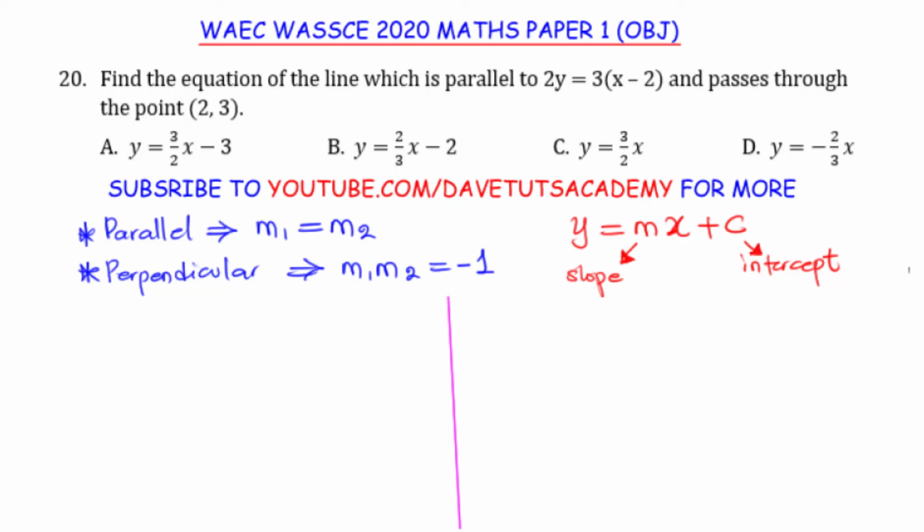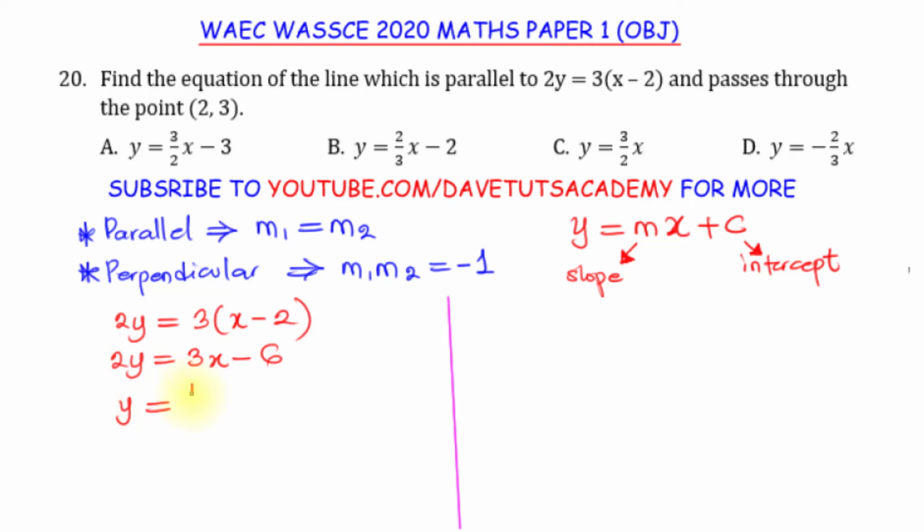So now, in the first case, we are given 2y is equal to 3 into x minus 2. Now, if we are to just open this bracket, we'll have it as 2y is equal to 3 times x is 3x, 3 times minus 2 is minus 6, such that if we want to write only y to stand alone, we can divide both sides by 2. So, in the left hand side, we have only y remaining.